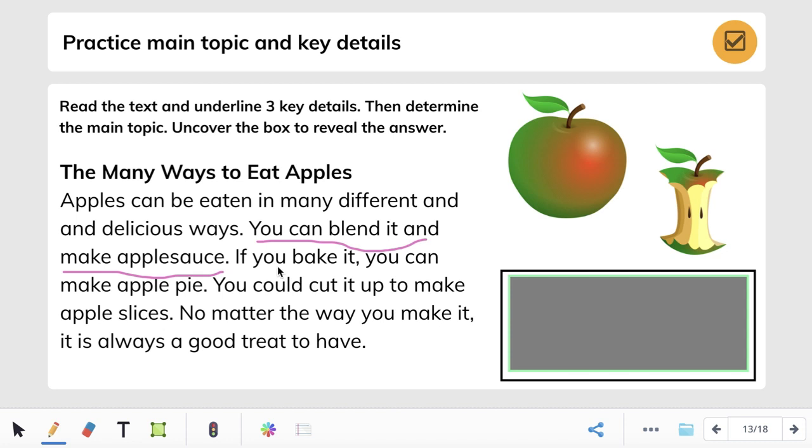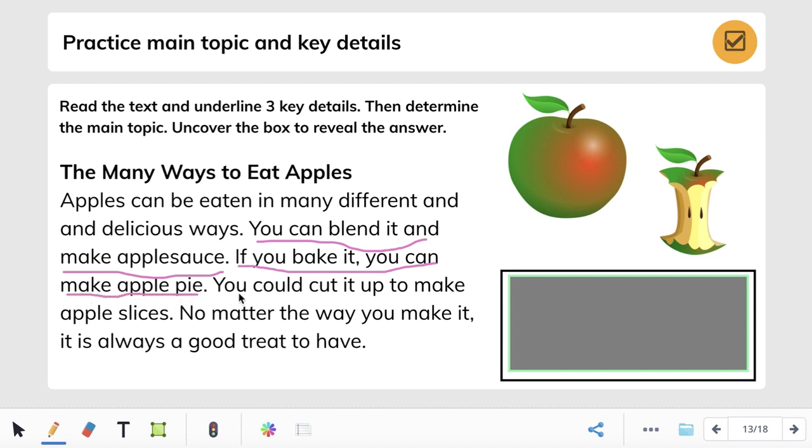My turn. If you bake it, you can make apple pie. Your turn. If you bake it, you can make apple pie. Is that a key detail? Yes, it is. So we're going to underline it.